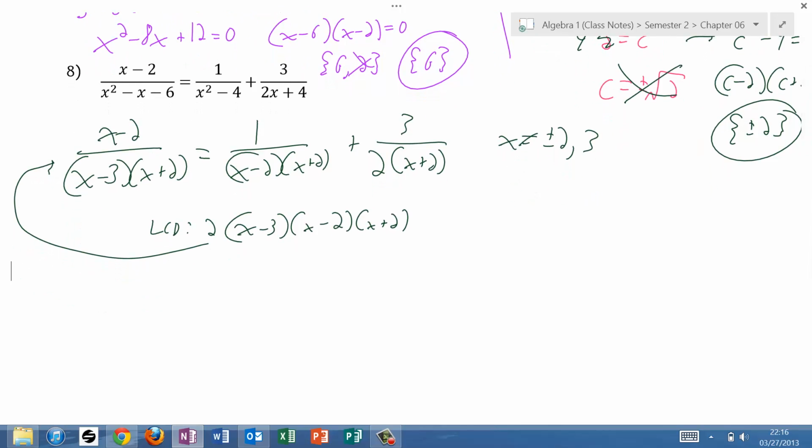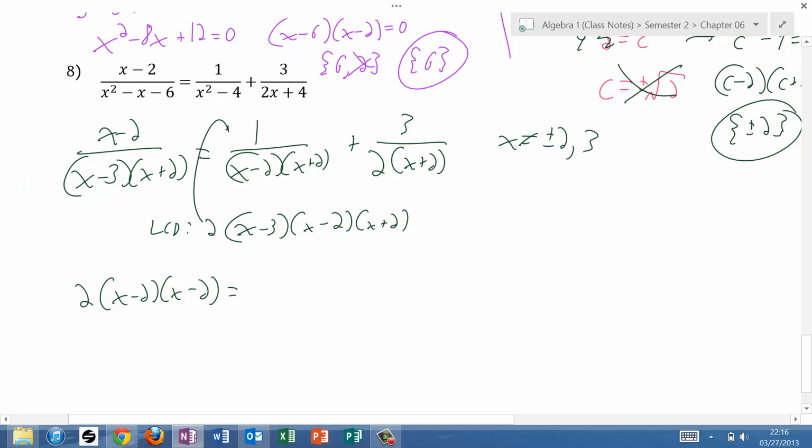So the x minus 3's and the x plus 2's are going to cancel, and I'm going to get 2 x minus 2, x minus 2 equals. Then when I multiply it in the second one, right here, I'm going to still have 2. But then the x minus 2, x plus 2's cancel. I'm going to have x minus 3 plus. And then finally, when I multiply it here, 2's cancel, x plus 2's cancel. I'm going to have 3, x minus 2, or x minus 3, x minus 2.